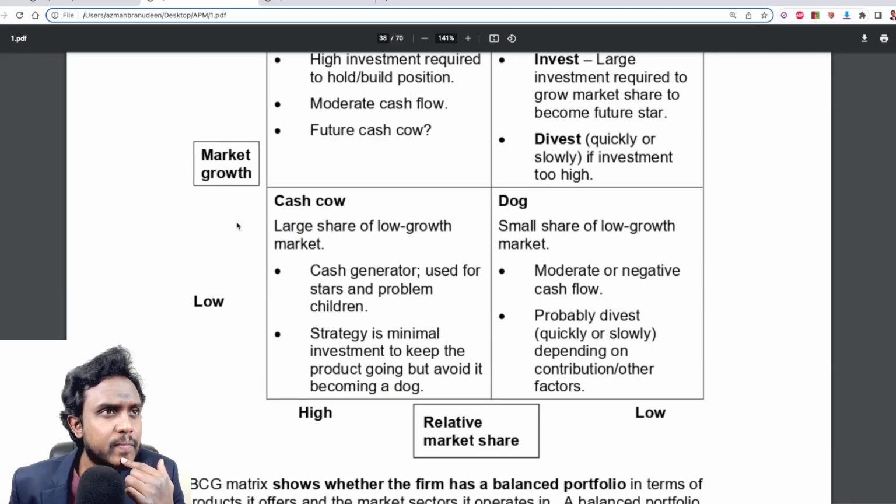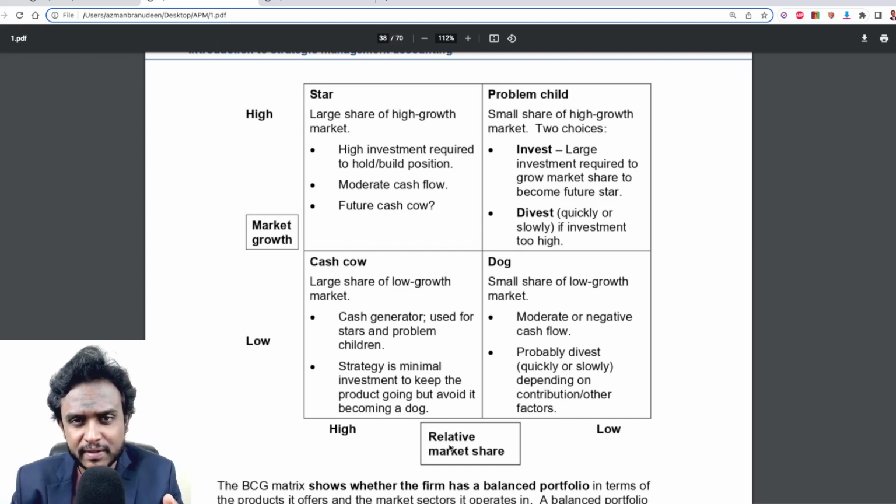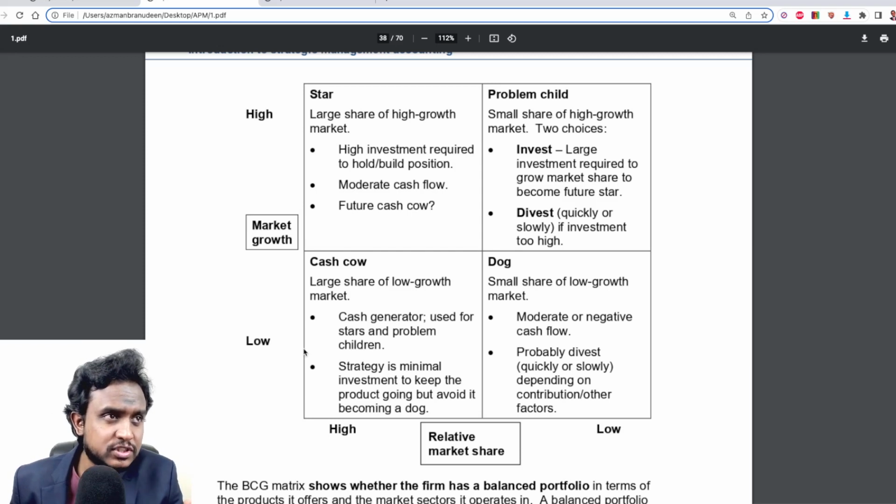So this is just a quick snapshot, an overview of the BCG matrix. You have here on the x-axis market growth and on the y-axis relative market share. And you're basically classifying both of them into low and high. So if you have low market share and low market growth, you basically call that product a dog, because it's a small share of a low growth market, right?